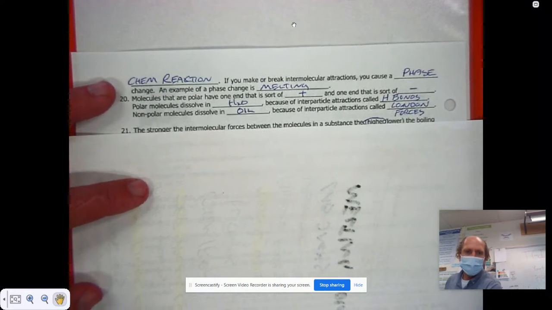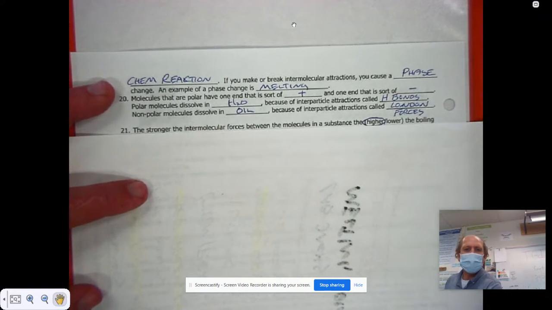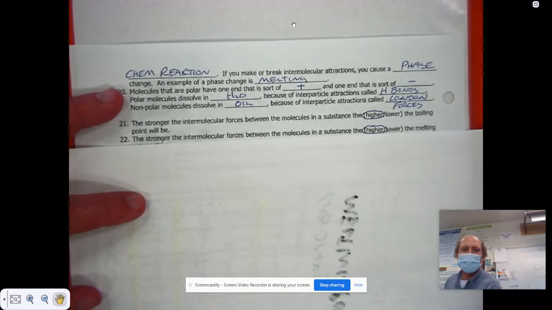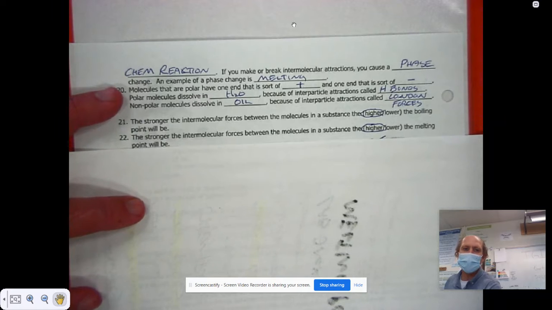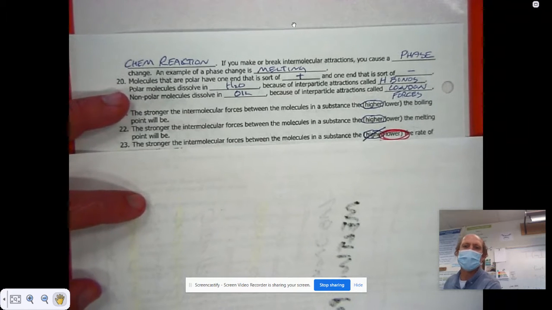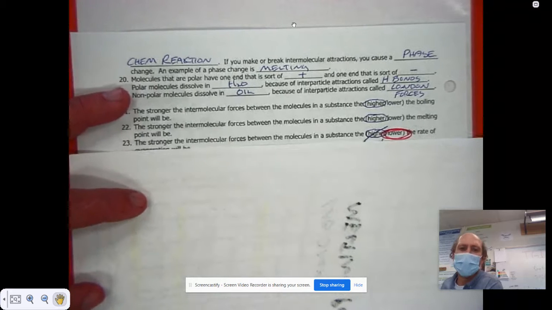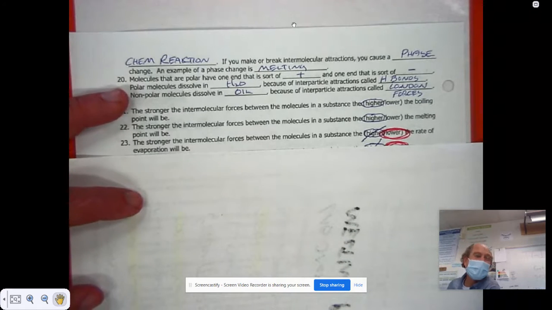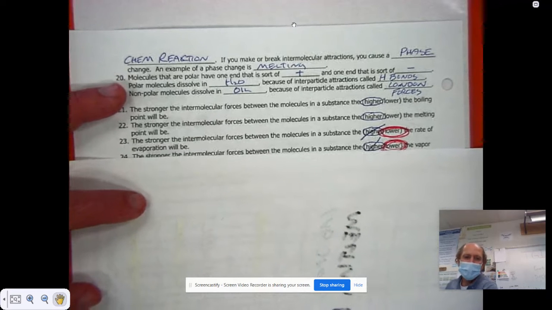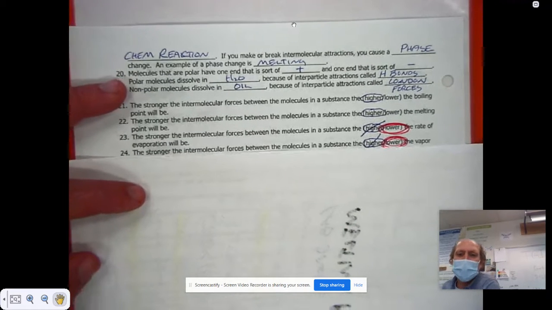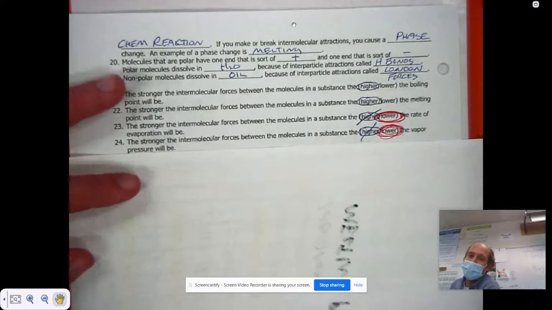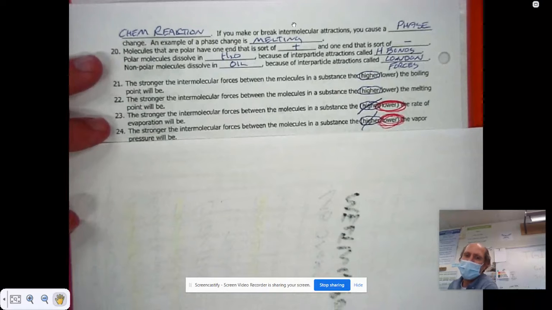The stronger the intermolecular forces are, the higher the boiling point is going to be. The stronger the intermolecular forces are, the higher the melting point is going to be. The stronger the intermolecular forces are, the lower the rate of evaporation is going to be, because they're going to be stickier. It's going to be harder for them to evaporate. And therefore, the stronger the intermolecular forces are, the lower the vapor pressure is going to be. So not as much pressure is going to build up in that closed container, because not as much evaporation is going to be happening.